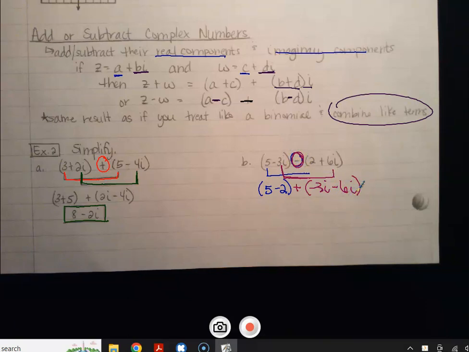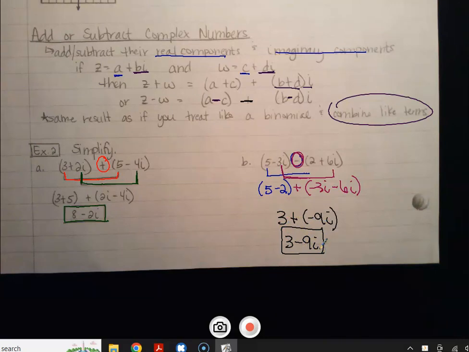Okay, so when it comes to combining the like terms, 5 minus 2 is 3, plus -3i minus 6i is a -9i. Now you know we take this one step further always and simplify it, and we would say it was 3 minus 9i. We wouldn't have to leave the addition in there. But just so you see it clearly.